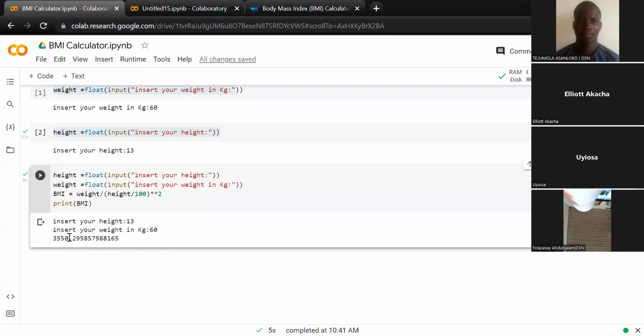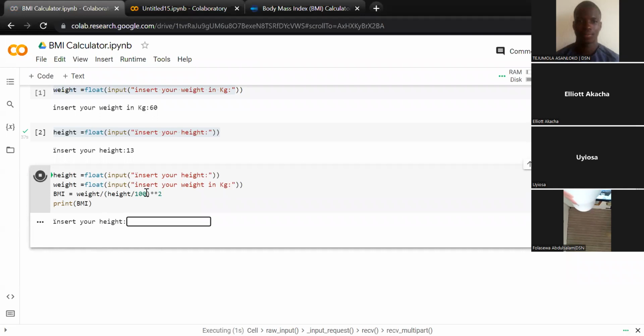Let's look for a good range that will give us a very good result. Let's use 7 instead of 13. So I won't be dividing by 100 because I'll be using my own height. Okay, so now let's use 60. The height is 7, in meters, and the weight is what?